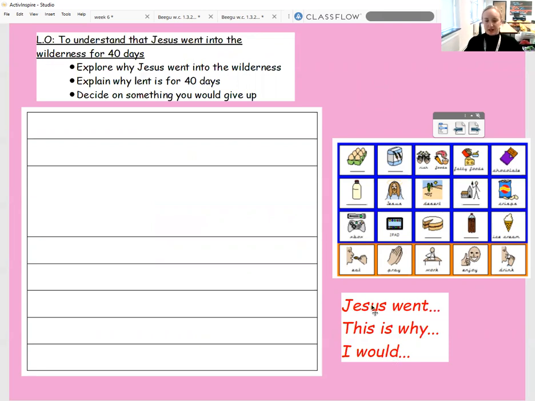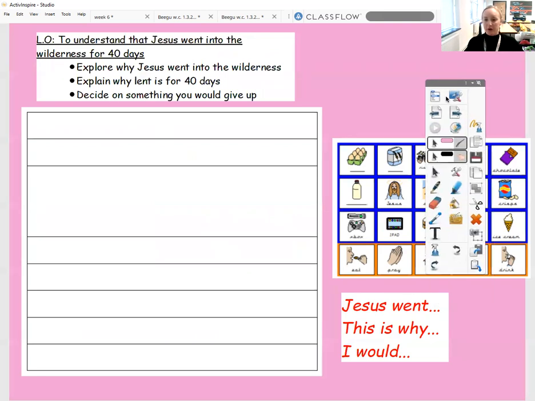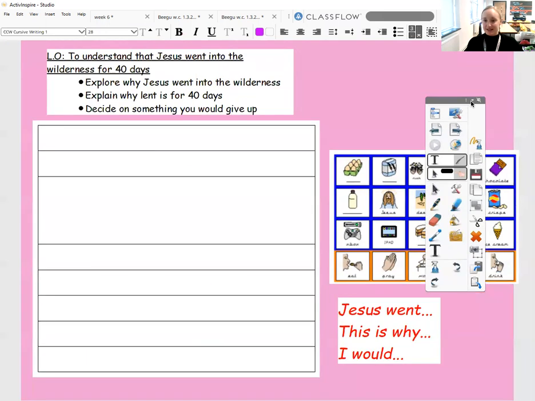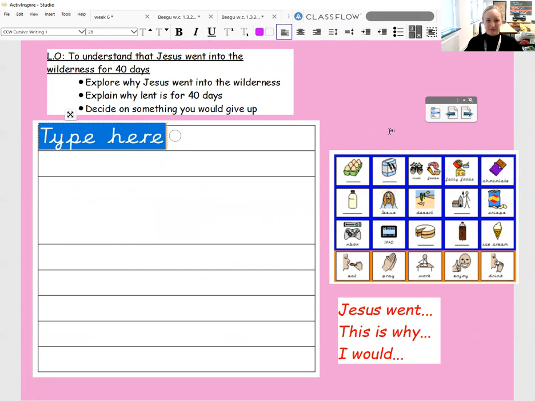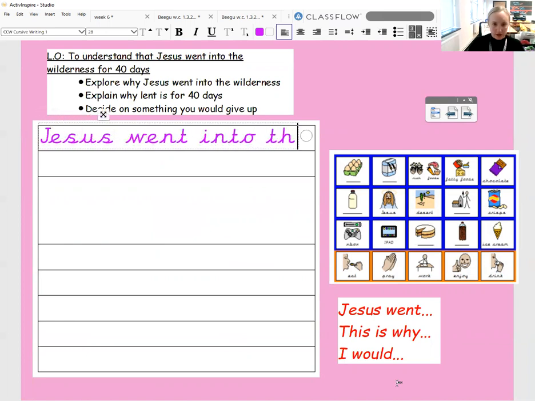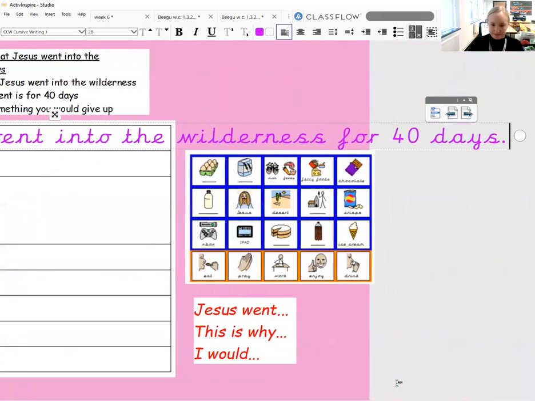And the first one is Jesus went. So I want us to think about how long or what Jesus did. So Jesus went where? Can you remember? Yes, he went into the wilderness, didn't he? So I'm going to use this sentence starter. Jesus went into the wilderness, okay? And he went into the wilderness for 40 days. So I'm going to write Jesus went into the wilderness for 40 days.